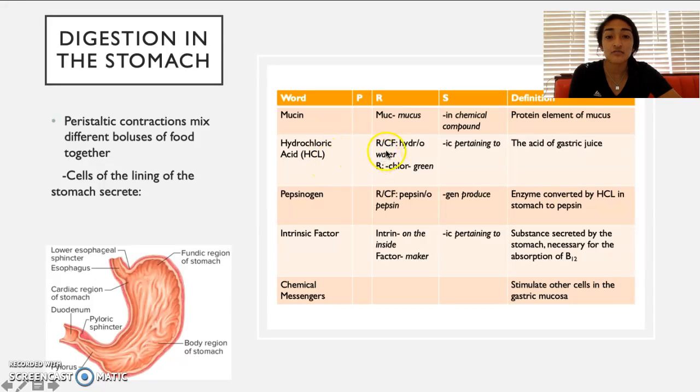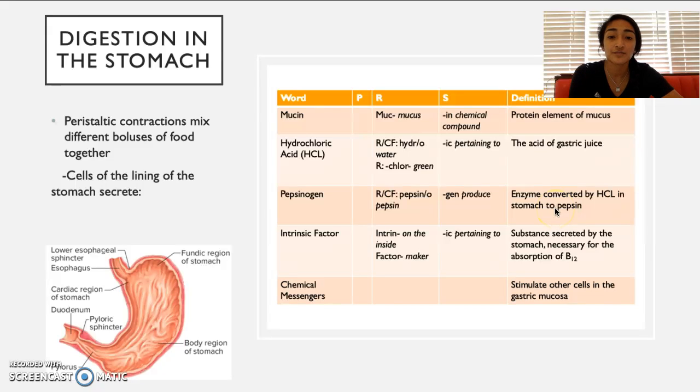Hydrochloric acid, the root combining form hydro meaning water and the root chlor meaning green, the suffix ic meaning pertaining to, and the definition the acid of gastric juice. Pepsinogen, the root combining form pepsino meaning pepsin and the suffix gen meaning produce, and it's the enzyme converted by hydrochloric acid in the stomach to pepsin.